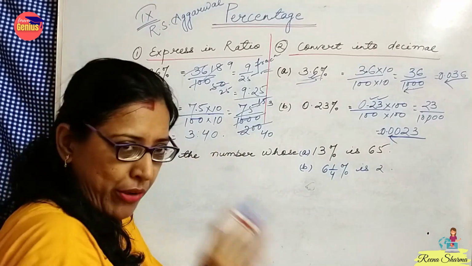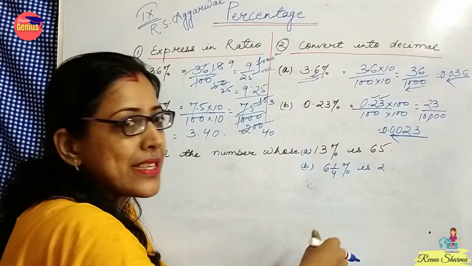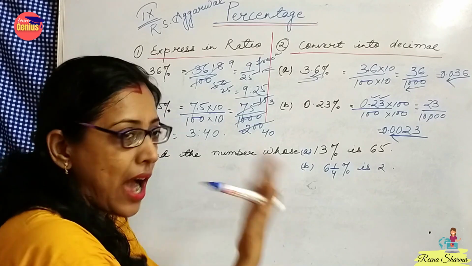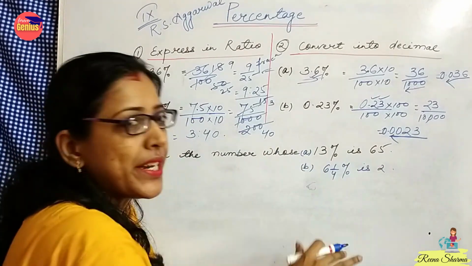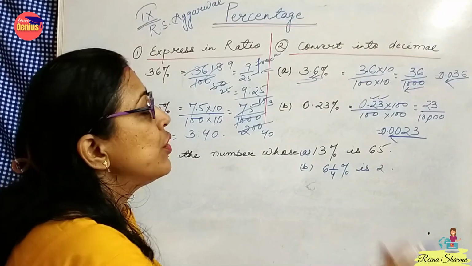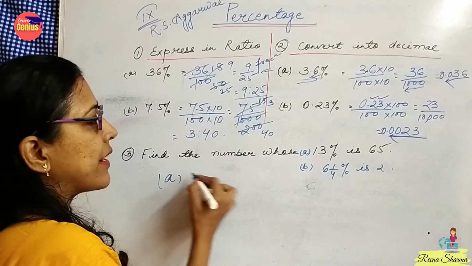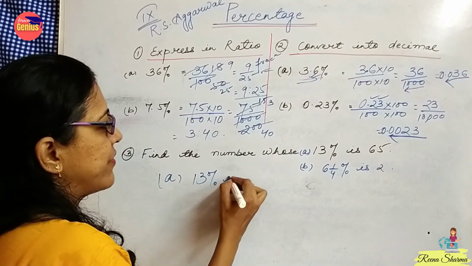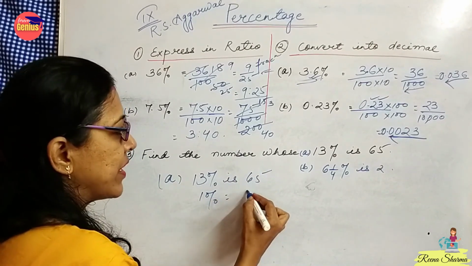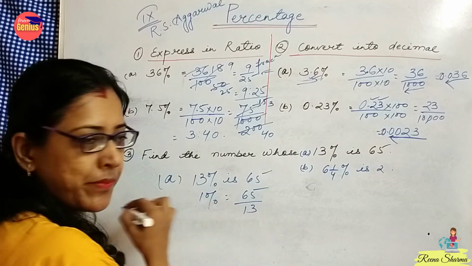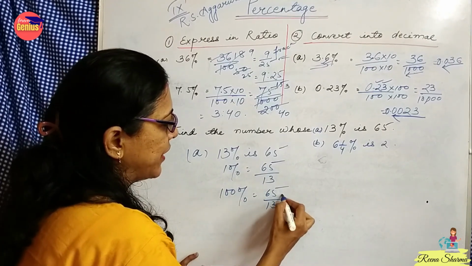When you will be solving profit and loss, then also you can apply that formula, and you can see by applying unitary how a lot of exercises will be solved very easily. So unitary should be the thumb rule in order to solve these types of questions. So let's see number A. It is 13%. If 13% is 65, 1% is 65 by 13 and 100% will be 65 by 13 into 100.